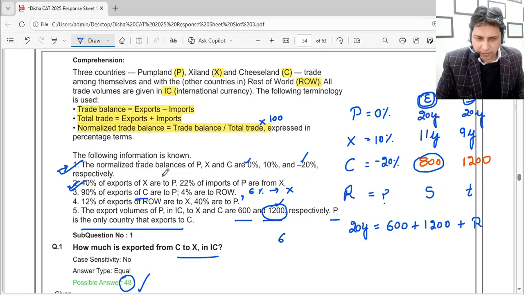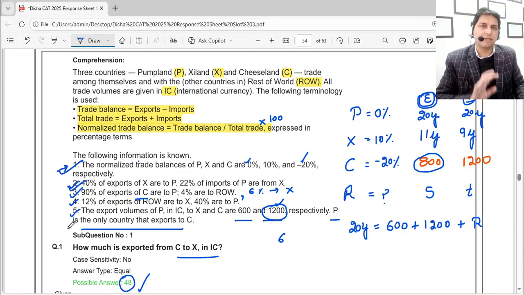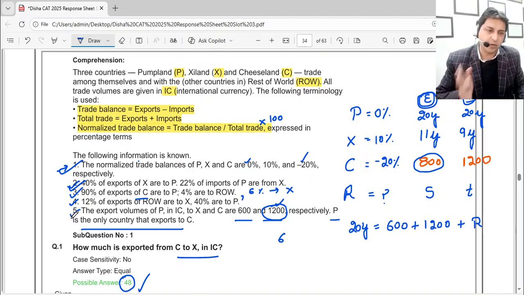Now there's a kind of table which we need to understand. Now this was the export of P. What else do we have? Y, 11Y and 9Y we have here, 20Y and 20Y we have here. The information which we have used, this information has been used in the first question. Now this information has not been used yet. This information also has been used now. So let's club every piece of information. Now we have to make some equations so we can solve the puzzle.